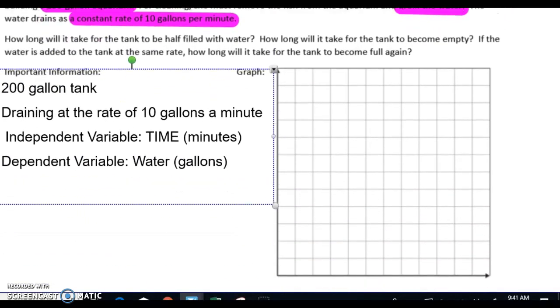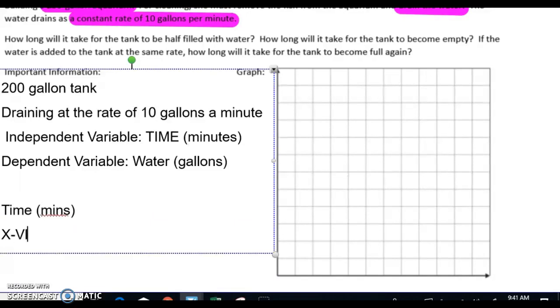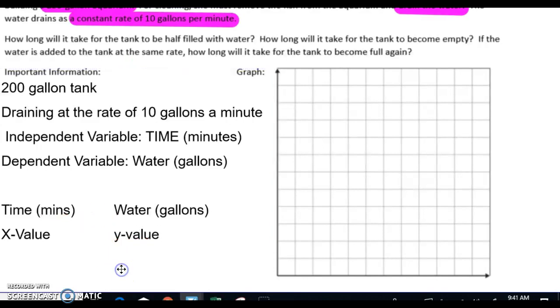Okay, so to graph it, I'm going to make a table, an XY table. So my X values are going to be time in minutes. That's going to be my X value. And then my Y value is going to be water in gallons. And that is my Y value. Okay. So I'm going to create a table. And I'm going to create some values right now.